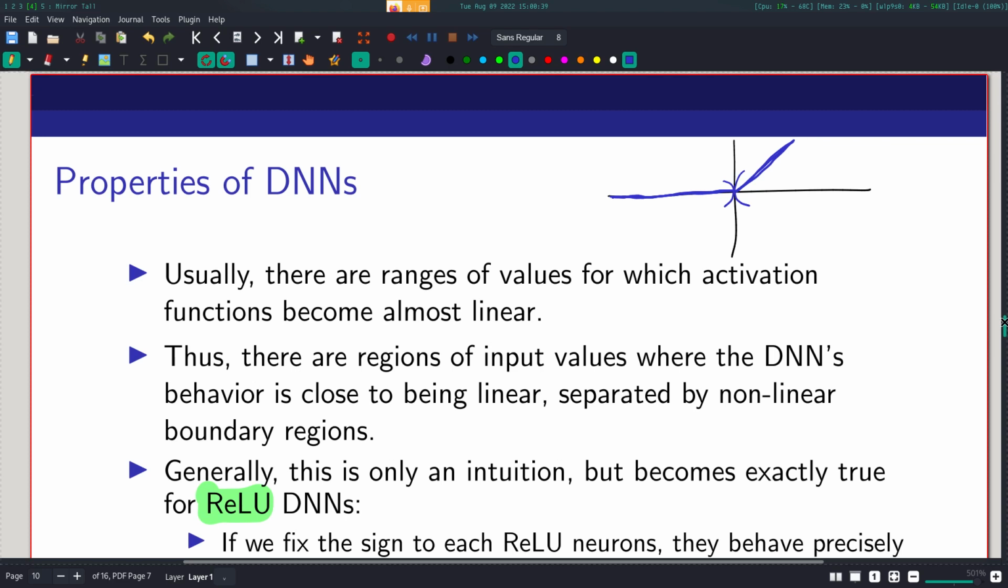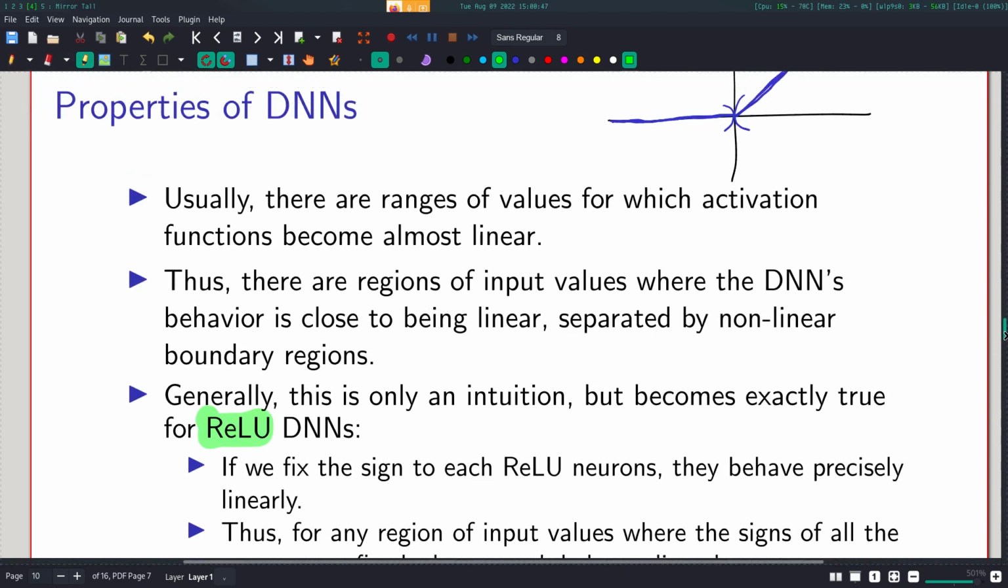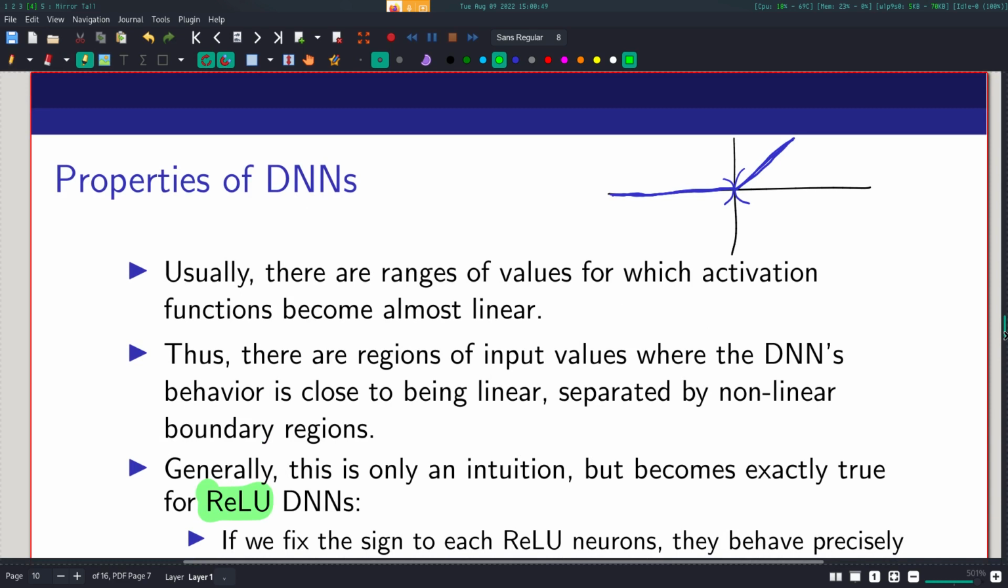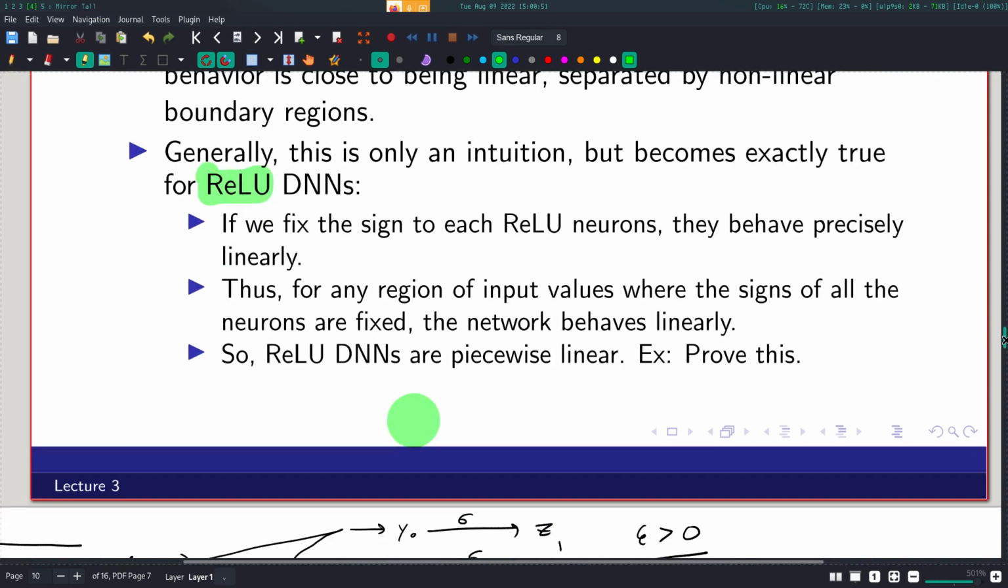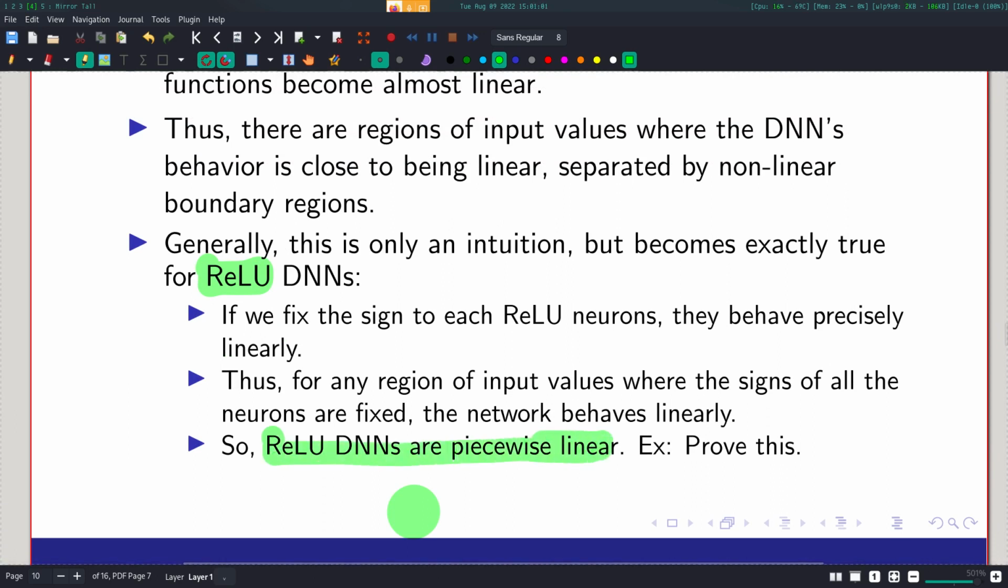So the idea is that for ReLU DNNs, they behave precisely linearly in each one of these regions. For ReLU DNNs, these pieces are exactly linear, and your entire DNN behaves as a piecewise linear function. So basically, this is the idea here. Is this clear?